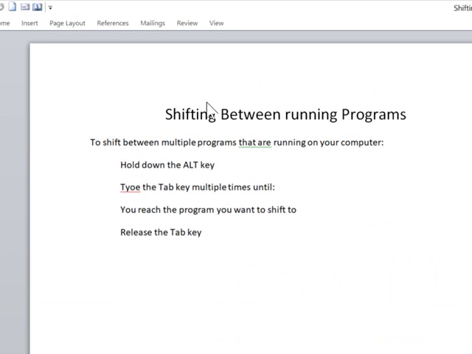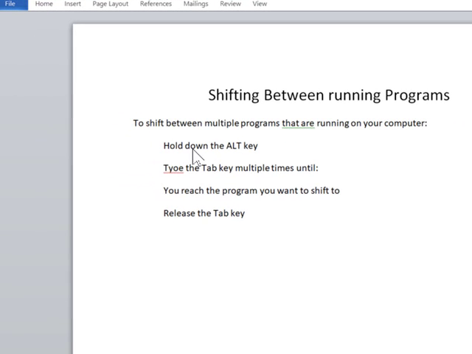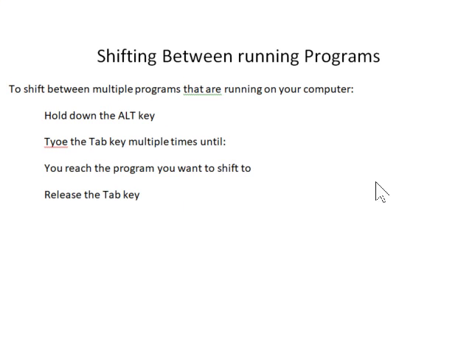This mini seminar is going to be about shifting between running programs. Let me outline what I'm going to show you. To shift between multiple programs that are running on your computer at a given time, hold down the Alt key, type the Tab key while you're still holding down the Alt key multiple times until you reach the program that you want to shift to, and then release the Tab key.